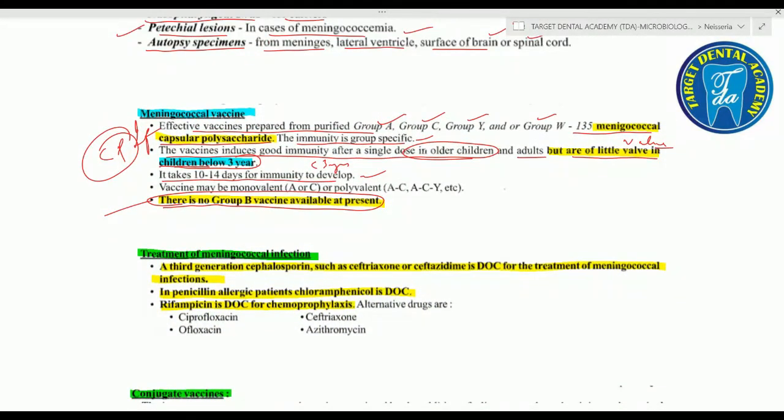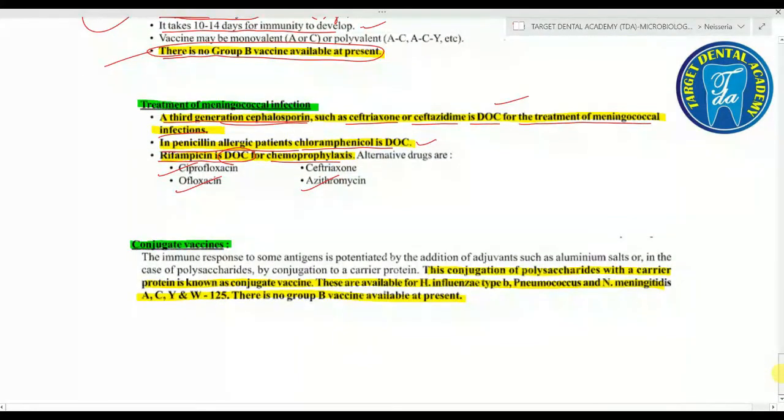So for the treatment of meningococcal infection, a third generation cephalosporin such as ceftriaxone and ceftazidime is the drug of choice. For the treatment of the meningococcal infection in the penicillin allergic patient, chloramphenicol is the drug of choice, while rifampicin is the drug of choice for the chemoprophylaxis, and the alternate drugs are ofloxacin, ciprofloxacin and azithromycin. So in the last, let's discuss the conjugate vaccines.